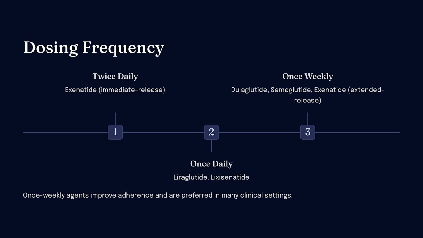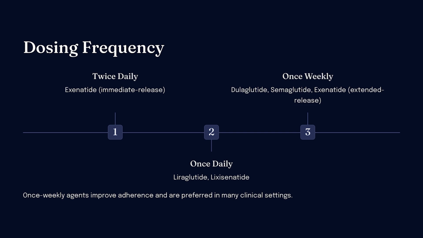Dosing frequency. At one end of the spectrum is twice daily dosing, represented by Exenatide immediate release. Because of its shorter duration of action, it requires administration twice each day. The next category is once daily dosing, which includes Liraglutide and Lixisenatide. These agents provide sustained GLP-1 receptor activation throughout the day with a single daily injection.